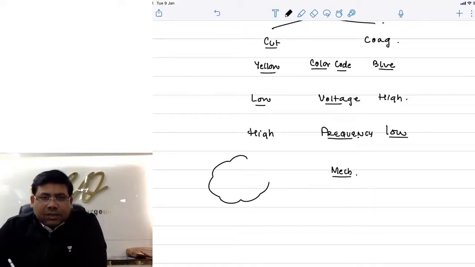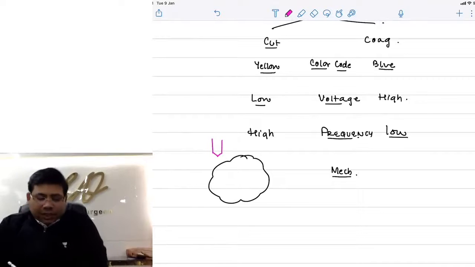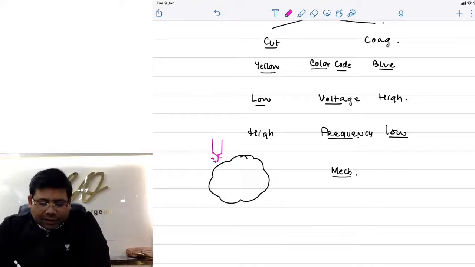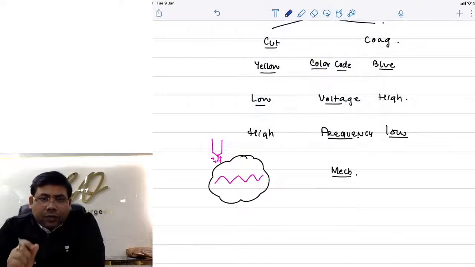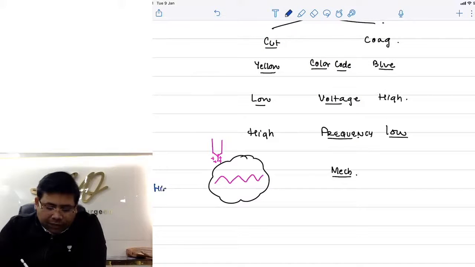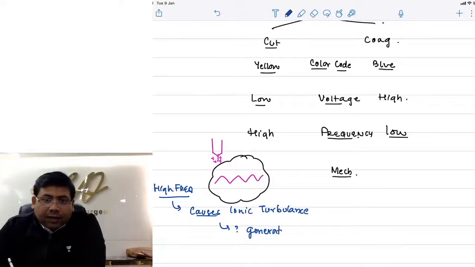Just see, if this is the tissue, the current is concentrated on the tip. And it goes in high frequency, low voltage. High frequency results in ionic turbulence. So high frequency causes ionic turbulence, and because of this ionic turbulence, what is going to happen, students? There is collision, and there is generation of steam.